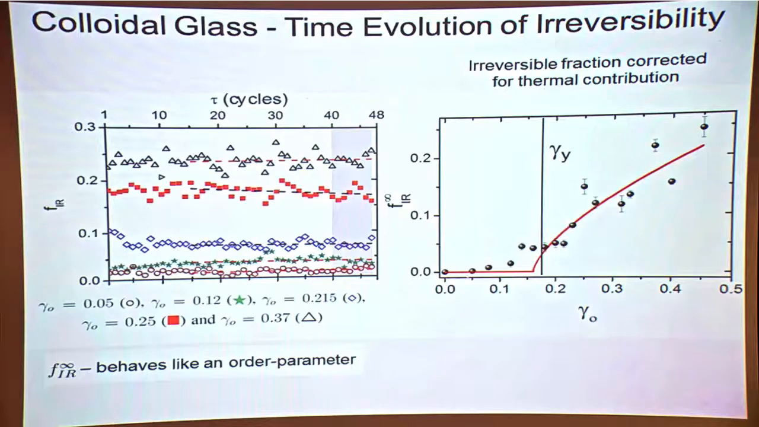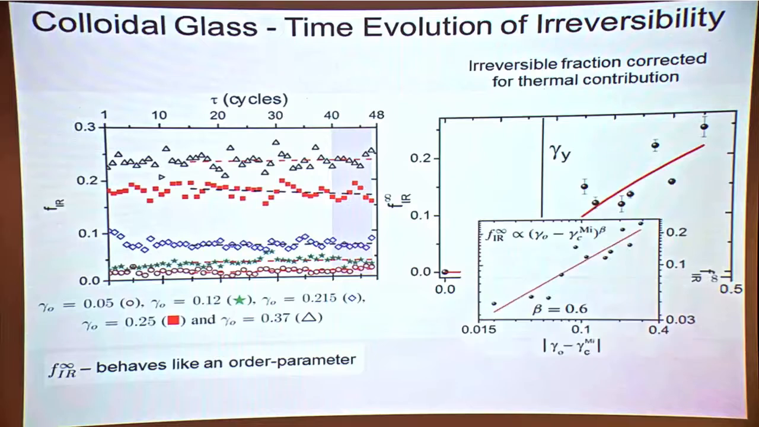You can see that it is a low value, it is zero, but here the so-called gamma y is here, but you see the data, we don't know whether it is some deep physics, which I'll mention in terms of the order of the phase transition, or is it our inability to measure. And this is a guide to the eye with this power law, and the power law exponent is 0.6.